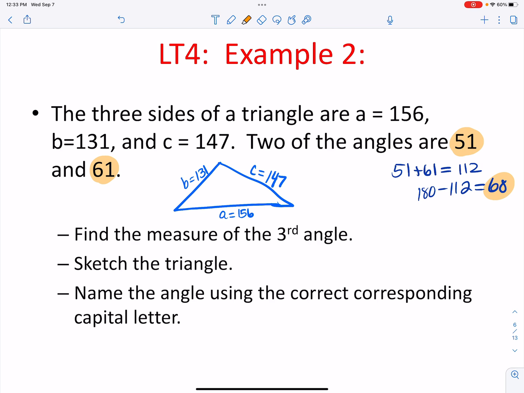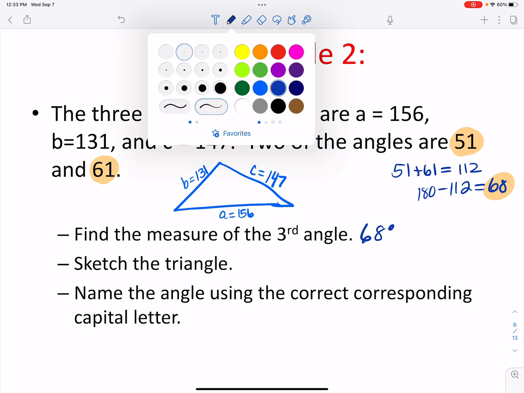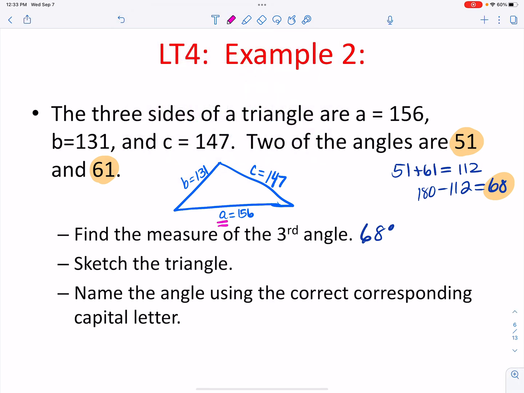So you have to find the measure of the third angle. So that's question 1, 68 degrees. I sketched it to start with, so I did. Name the angle using the correct corresponding capital letter. So this goes back to geometry. If this is side A, then angle A is across from it. Side A is the biggest side, which means angle A is the biggest angle.